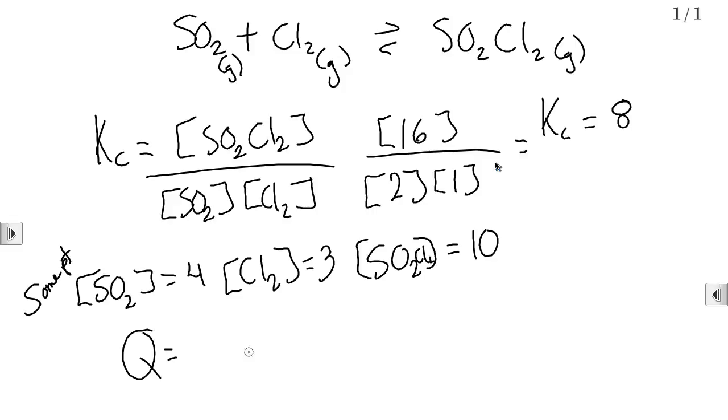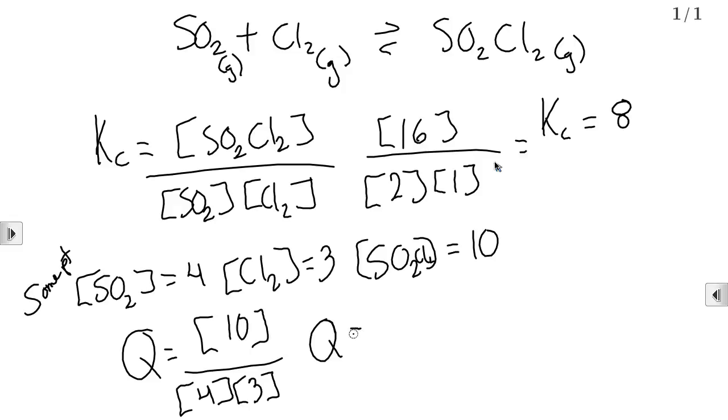So at some point in the reaction, Q would be equal to the same expression: 10 divided by 4 times 3. So Q is equal to 10 divided by 12, which is like, I don't know, 80. Or point, I should say point. I'm doing math like I would be doing a grade. There'd be 0.84. Is that right?